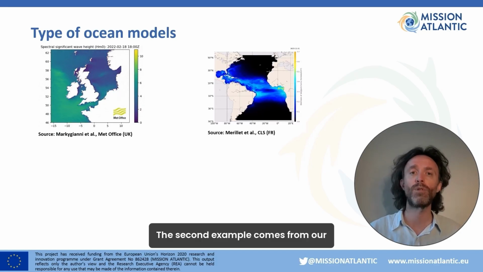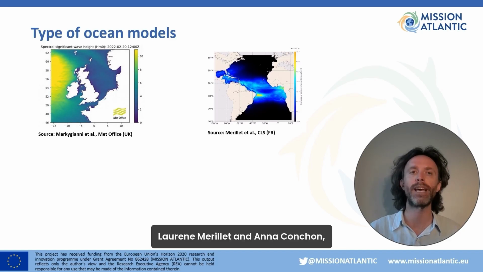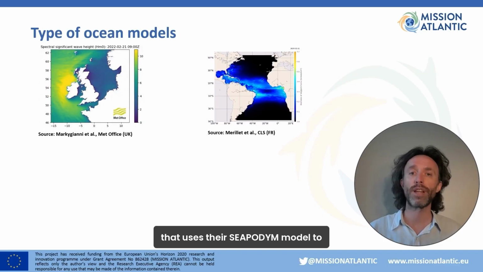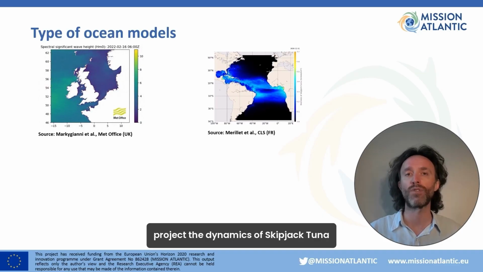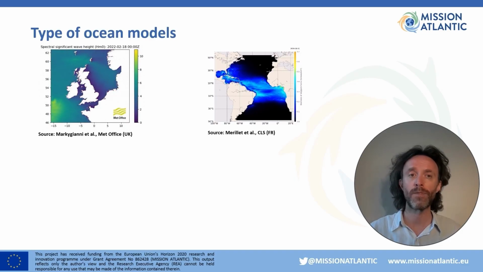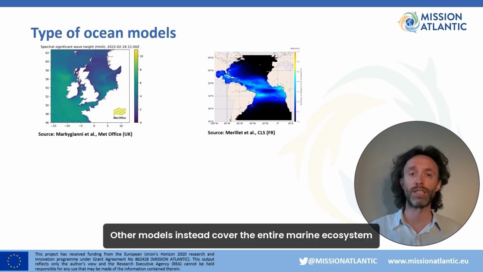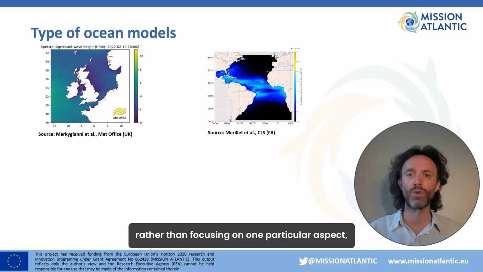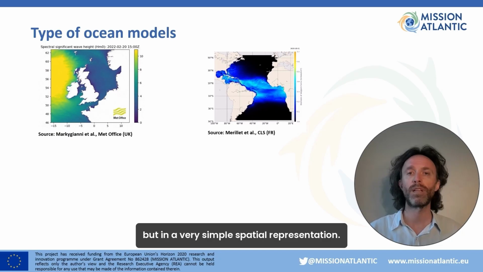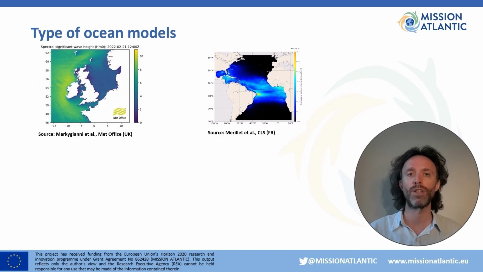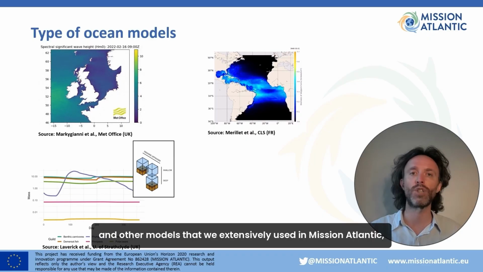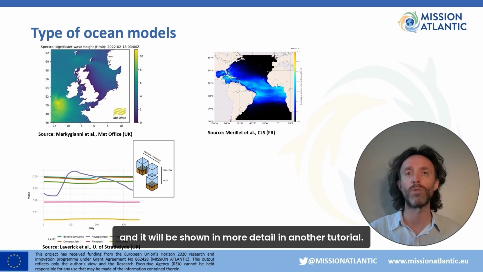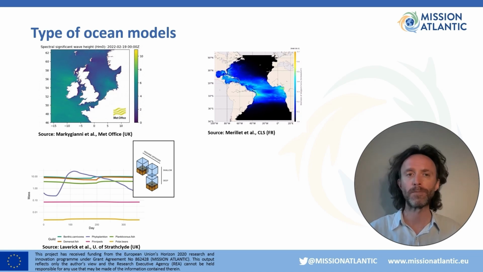This second example comes from our Mission Atlantic colleagues from CLS, Lorraine Merillier and Anna Conchon, who used their SEAPODYM model to project the dynamics of skipjack tuna in the equatorial and tropical Atlantic. Other models instead cover the entire marine ecosystem rather than focusing on one particular aspect, but in a very simple spatial representation. This is the case, for instance, of Strat-E2E, another model that we extensively used in Mission Atlantic, and it will be shown in more detail in another tutorial.